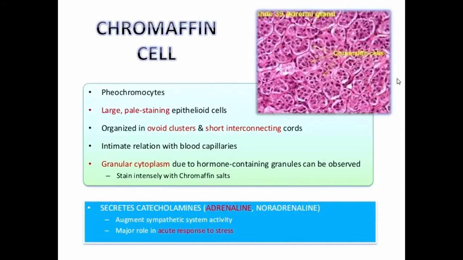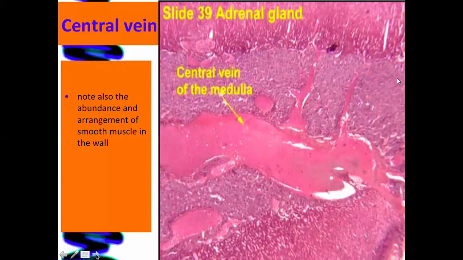Okay. So these chromaffin cells produce adrenaline, the catecholamines, the epinephrine and the norepinephrine. They augment sympathetic activity and they have a major role in acute response to stress. Okay? Whereas the adrenal medulla, in the innermost part, also contains the central vein. Mayroon siyang malaking vein in the medulla, no? There is also abundant presence of smooth muscles in the wall of the central vein of your medulla.